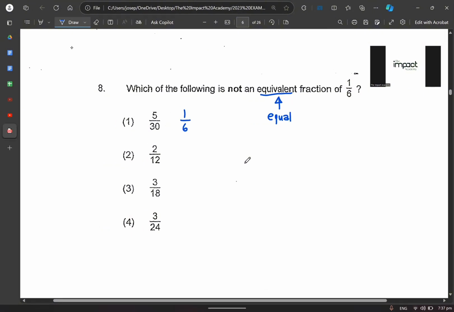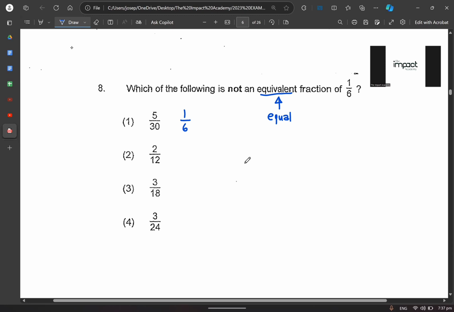And make sure if this is a correction, use a green pen. Okay, if this is your correction, make sure you use a green pen. Am I making sense? Okay, so very simple. All you need to do for a question like that is basically just put the 1/6 beside each of the fractions. Am I making sense? Sense, you say sense. Very good.